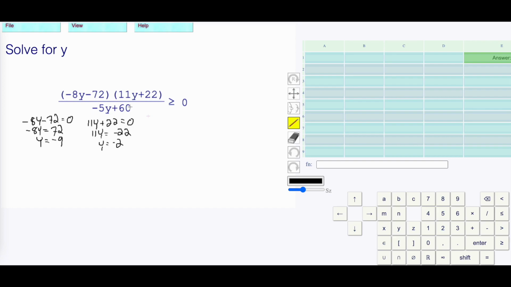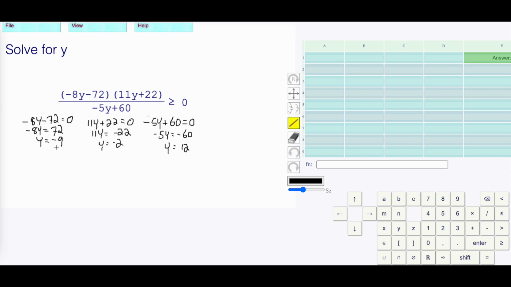Then we have negative 5y plus 60. Make that equal to 0. Negative 5y plus 60 equals 0. Subtract 60 from both sides. Negative 5y is equal to negative 60. Divide both sides by negative 5. Y is equal to positive 12.